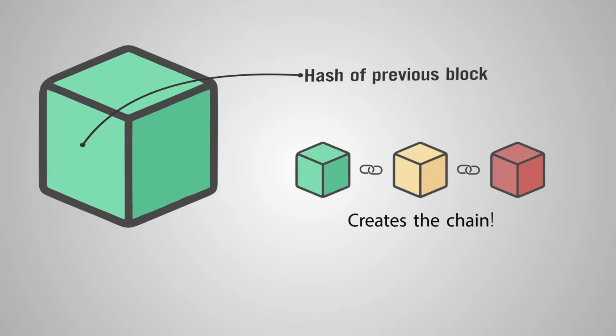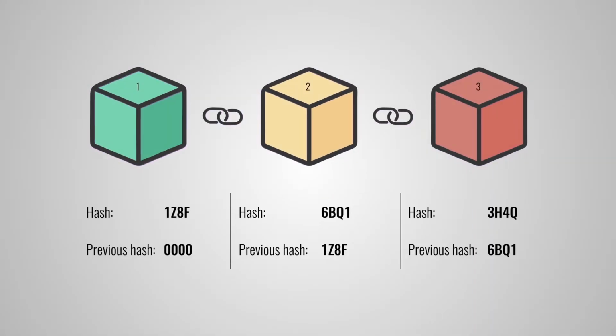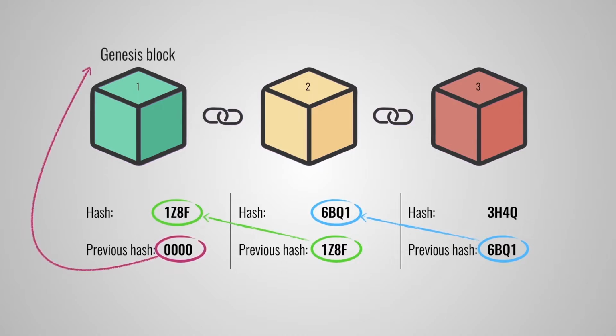The third element inside each block is the hash of the previous block. This effectively creates a chain of blocks. And it's this technique that makes a blockchain so secure. Let's take an example. Here we have a chain of 3 blocks. As you can see, each block has a hash and the hash of the previous block. So block number 3 points to block number 2. And number 2 points to number 1. Now the first block is a bit special. It cannot point to previous blocks because it's the first one. We call this the Genesis block.